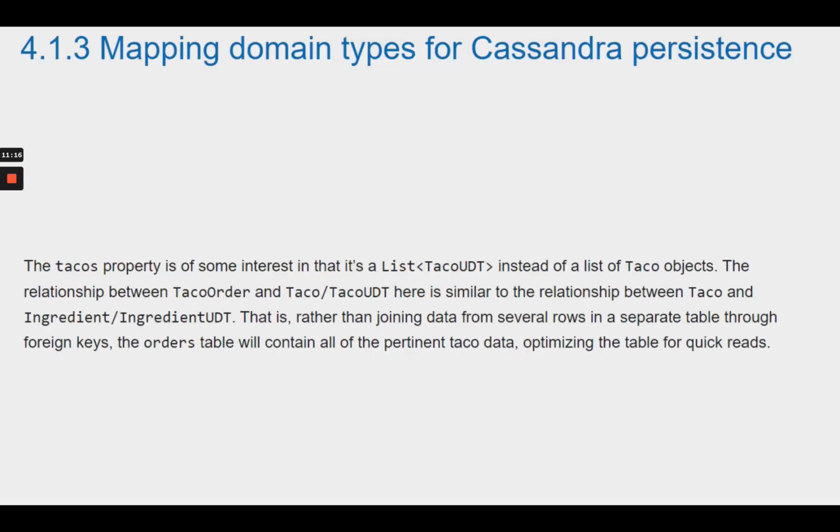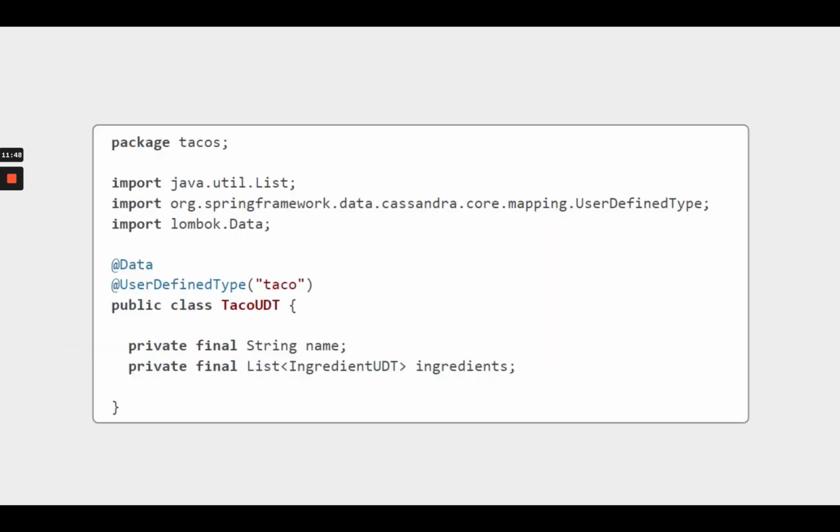The tacos property is of some interest in that it's a list of TacoUDT instead of a list of Taco objects. The relationship between TacoOrder and Taco/TacoUDT here is similar to the relationship between Taco and Ingredient/IngredientUDT. That is, rather than joining data from several rows in a separate table through foreign keys, the orders table will contain all of the pertinent taco data, optimizing the table for quick reads. The TacoUDT class is quite similar to the IngredientUDT class, although it does include a collection that references another user-defined type, as follows.